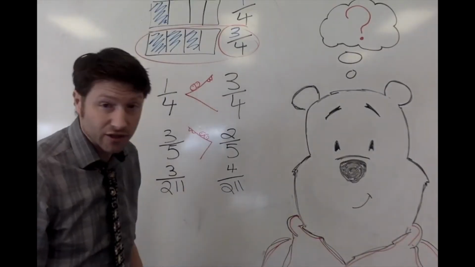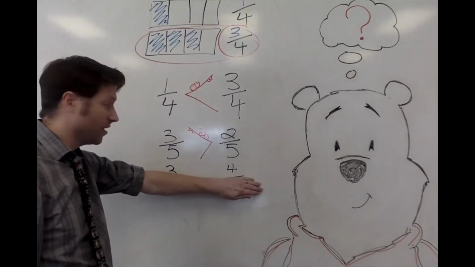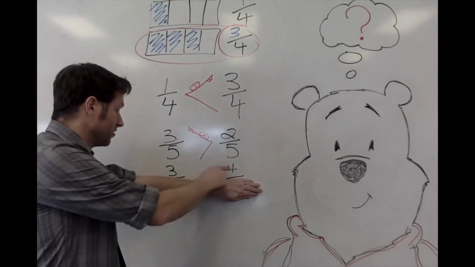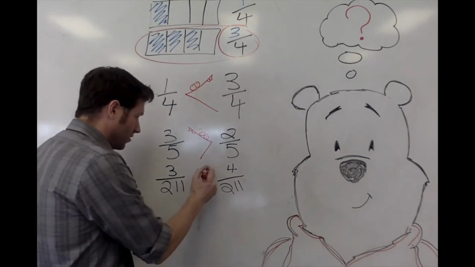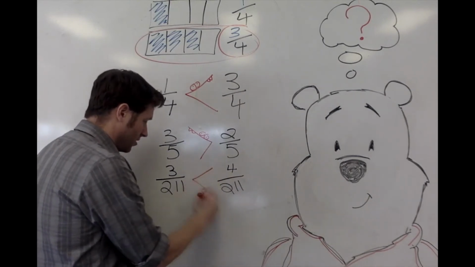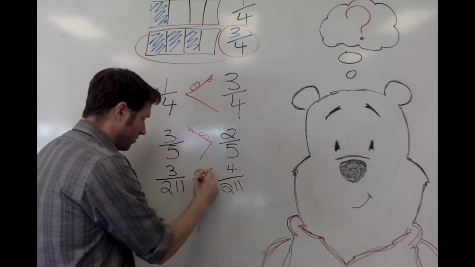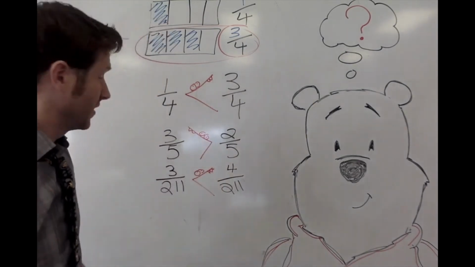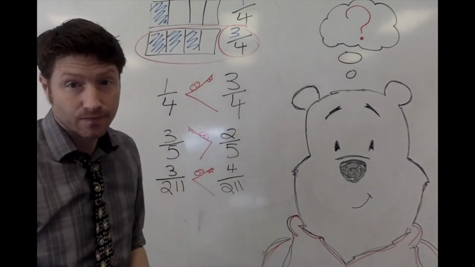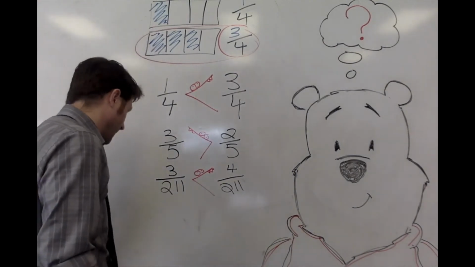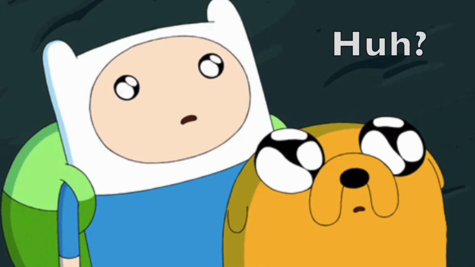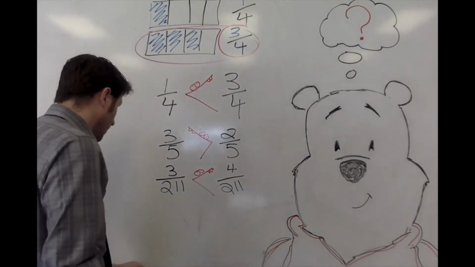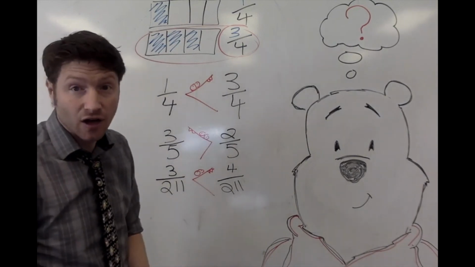But we know the rule. Our denominators are the same. Cover it up. We can just look at the numbers on the top, our numerators. Let's see, 4 is bigger than 3. There we go. We know our little hungry gator here is going to go for 4 211ths instead of 3 211ths. All right. Pretty simple rule, right, Pooh? Looks like he gets it. But what if our denominators are different?